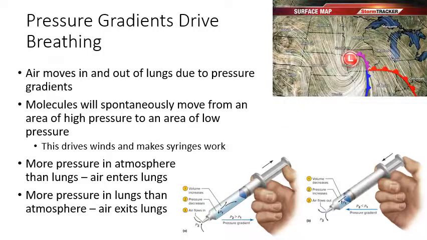Okay, so now we're going to go over the 4 processes in respiration, starting with pulmonary ventilation. So pulmonary ventilation, air moving in and out of the lungs, is based on pressure gradients. Anytime you have a pressure gradient, that's a difference in the pressure between 2 areas. Any substance that is subjected to those pressures is going to move from the area of high pressure to the area of low pressure. So we all probably have seen examples of this.